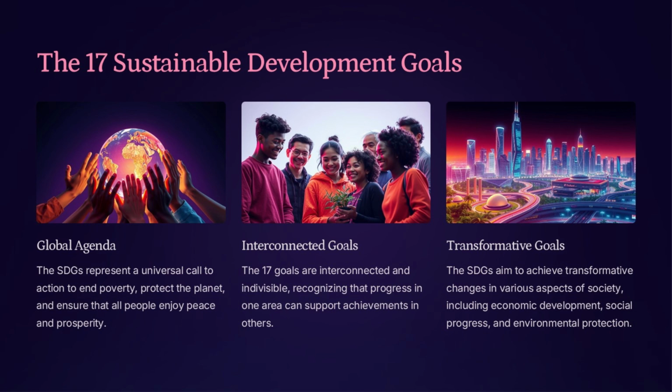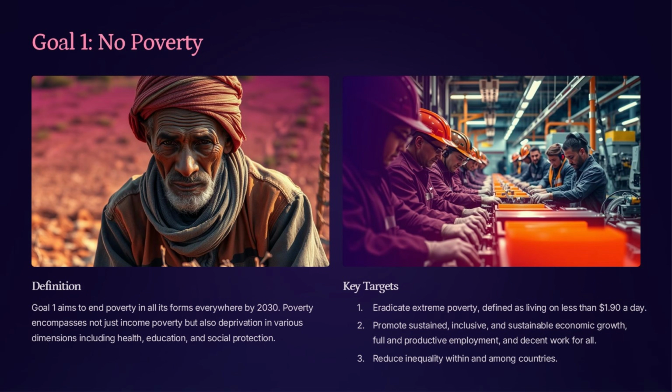Ending poverty in all its forms by 2030 is a critical but ambitious goal that the UN has set for the world. Poverty is not just about income. It encompasses deprivation in areas like health, education, and social protection.